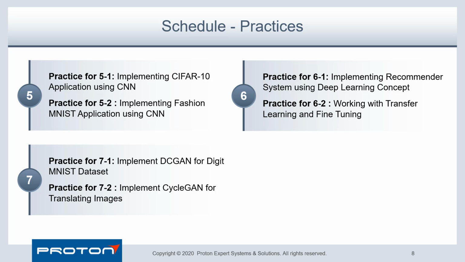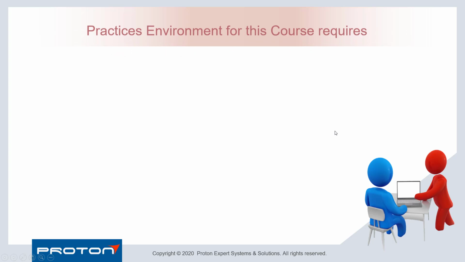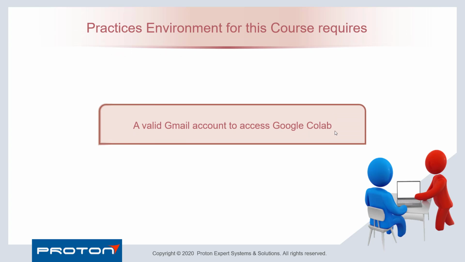The practice for lesson 6 includes implementing a recommender system using deep learning concepts and implementing transfer learning and fine-tuning the model. The practices for lesson 7 include implementing DC GAN for digit MNIST dataset and cycle GAN for translating images. Practice environment for this course includes a valid Gmail account to access Google Colab.